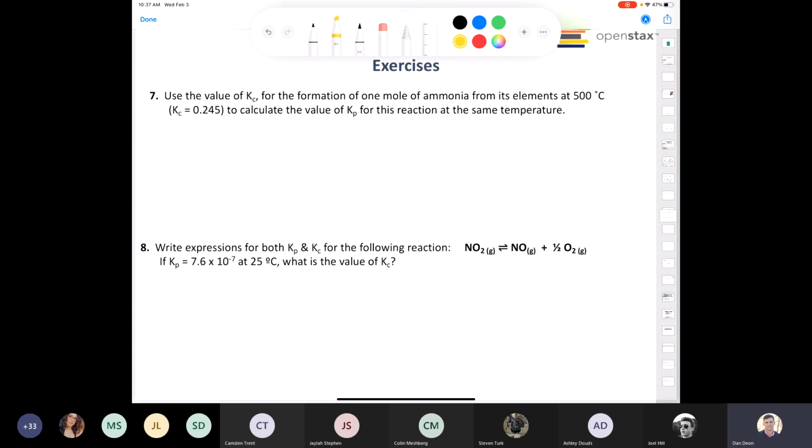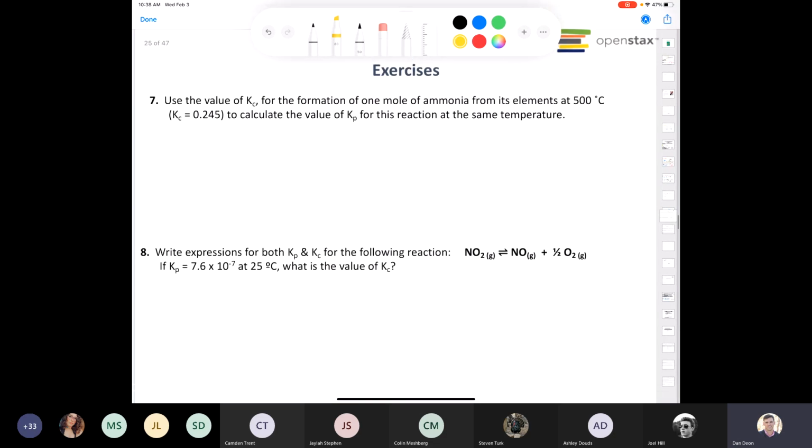I think we do. And this problem involves the equation that we just looked at. Our good old friend, Kp is equal to Kc times RT to the delta n, like that. It says use the value of Kc for the formation of 1 mole of ammonia from its elements at 500 degrees Celsius. Mr. Dion's addicted to this reaction, isn't he? To calculate the value of Kp for this reaction at the same temperature. All right, so let's do it. I don't know if we have enough time, but I'll go for it as fast as I can.